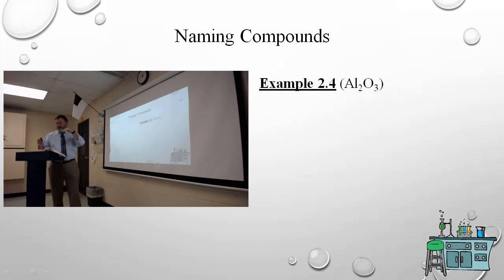So an example, it's in your book as example 2.4, is this molecule here, Al2O3. What's the first question you're going to ask as you start to determine what the name is?